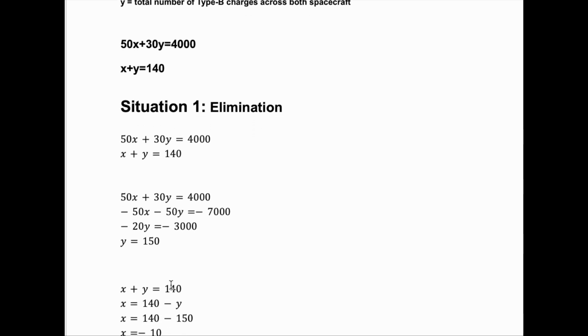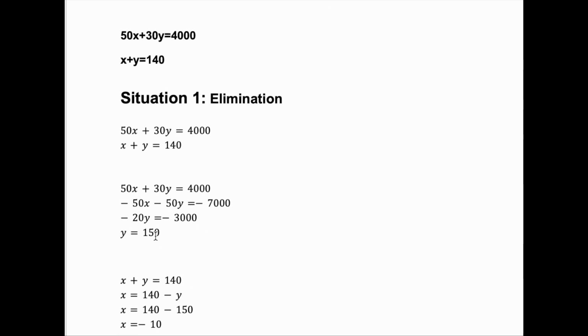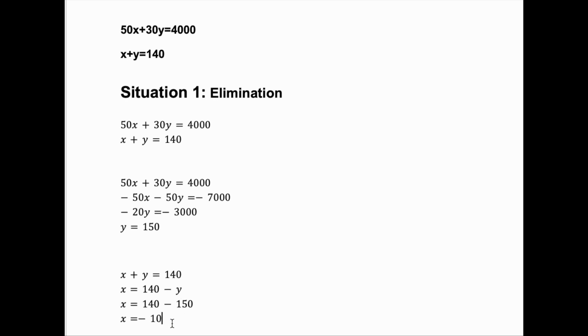Now, since we got the y value, let's find what the x value is. In the second equation, if we isolate x, we get x equals 140 minus y. And if we insert 150 for y, we get x equals 140 minus 150. And therefore the x value is equal to negative 10.